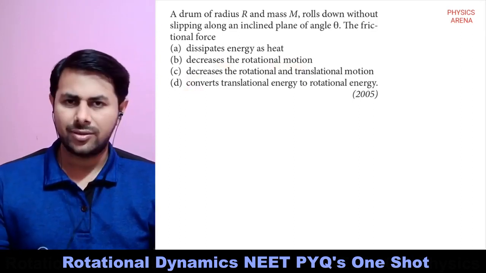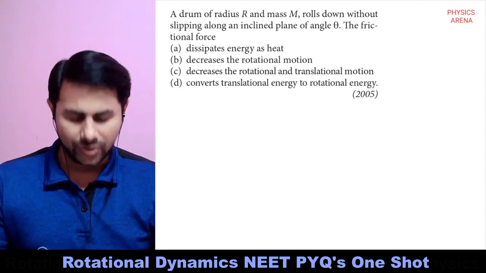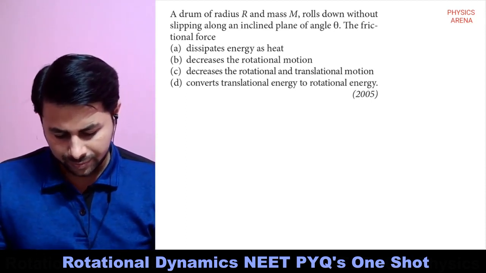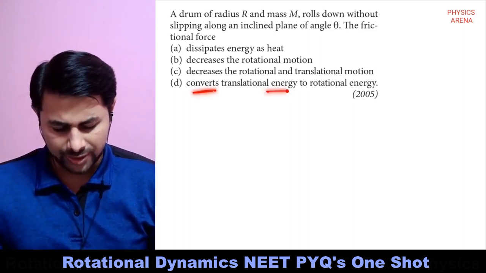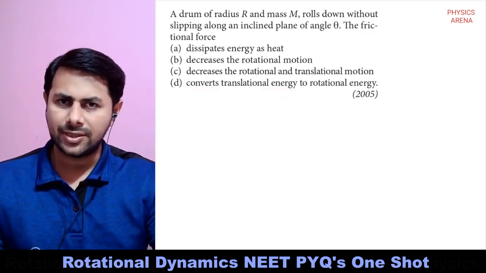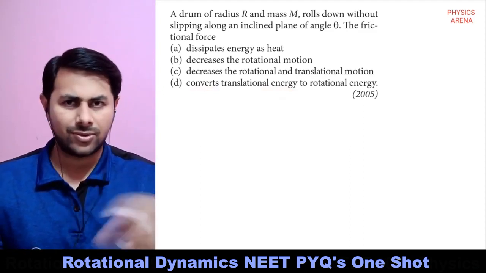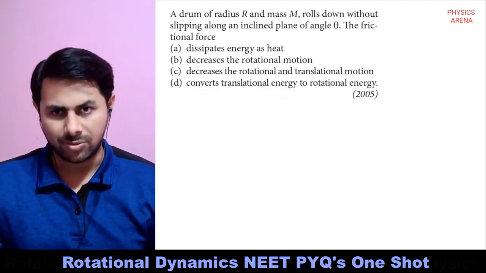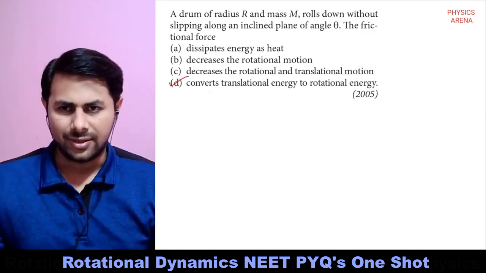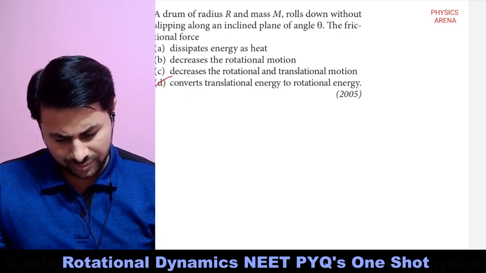So without friction, you cannot have rolling motion, right? So this option is correct. If there is no friction, the body will just slide down. It will not roll at all. There will be no rotational motion. So option D is correct. Right, very good.